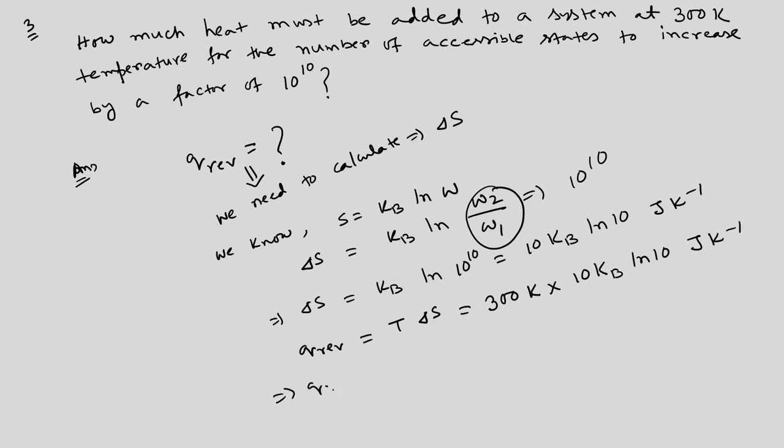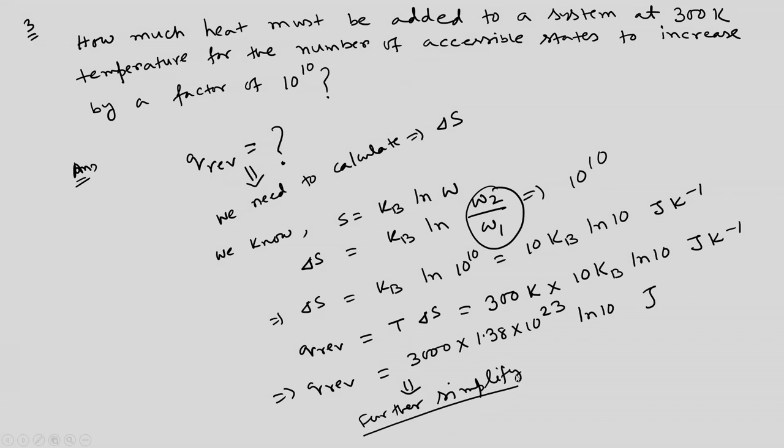joule per Kelvin. So, you get Q reversible is 3000 times 1.38 times 10 to the minus 23. Now, we substitute the value of kB, the Boltzmann constant, then ln 10, in joules, and we can further simplify this. We get the heat required to increase the number of accessible states by a factor of 10^10 at 300 Kelvin. So, this is the answer.